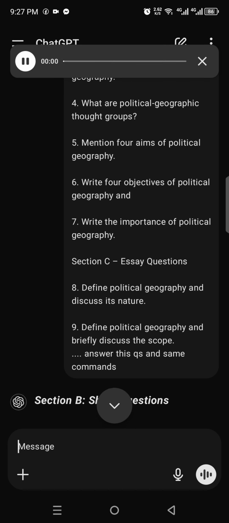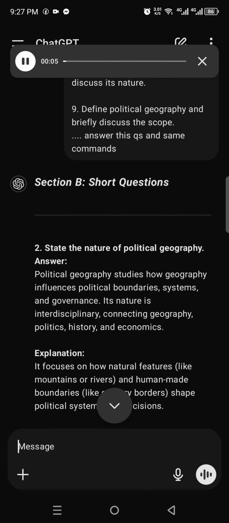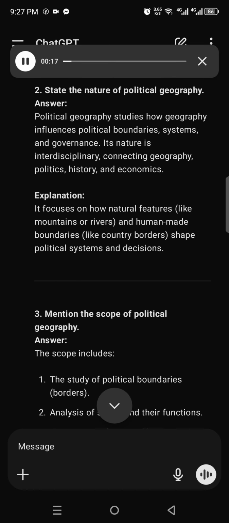Section B. Short questions. 2. State the nature of political geography. Answer. Political geography studies how geography influences political boundaries, systems, and governance. Its nature is interdisciplinary, connecting geography, politics, history, and economics. Explanation. It focuses on how natural features, like mountains or rivers, and human-made boundaries, like country borders, shape political systems and decisions.